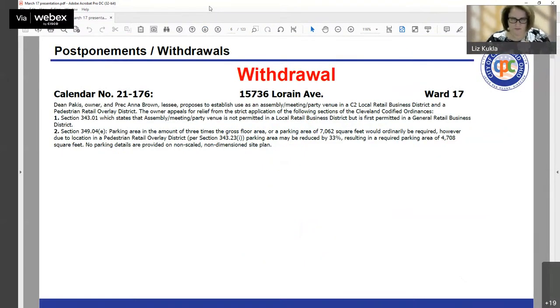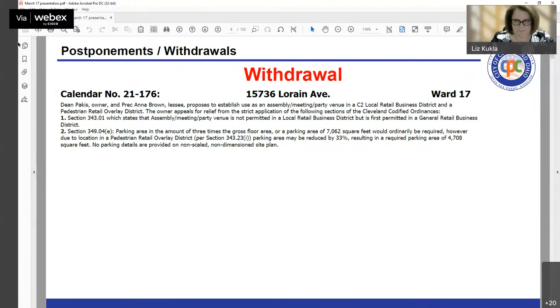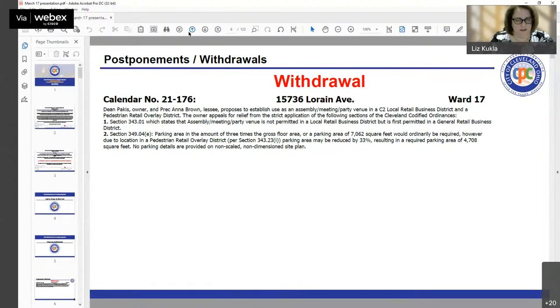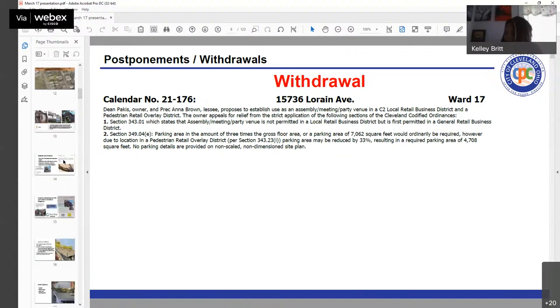Okay, any postponements or withdrawals today? We do have one withdrawal that is up on the screen right now for those of us who can't see the screen. It is calendar number 21-176 regarding 15736 Lorraine Avenue. Dean Packis, owner, and Prakana Brown proposed to establish use as assembly meeting party venue in a local retail business district. The owner of this property contacted us last week to request a withdrawal in this case. All right, so anyone here for this case, you can leave.